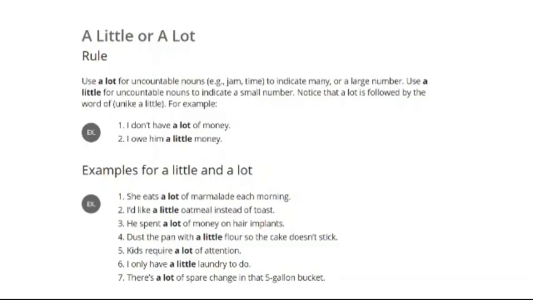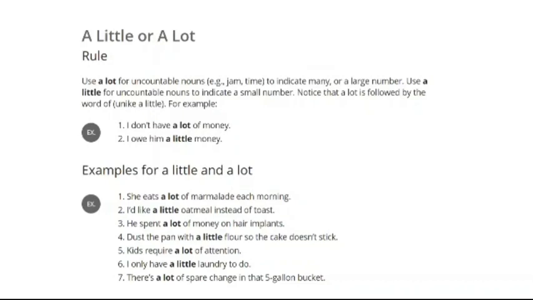For example, I don't have a lot of money. I owe him a little money. She eats a lot of marmalade each morning. I would like a little oatmeal instead of toast. Dust the pan with a little flour so that the cake doesn't stick. Kids require a lot of attention. I have only a little laundry to do. There is a lot of spare change in the last five-gallon bucket.